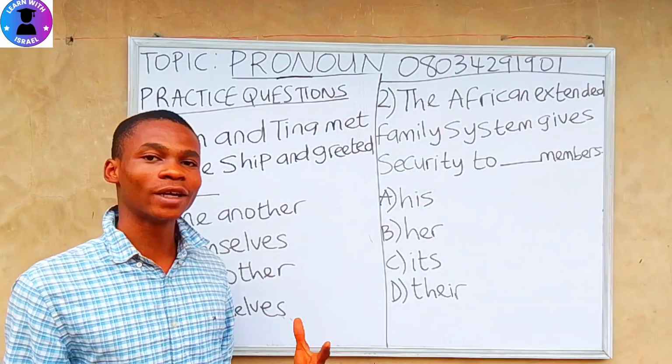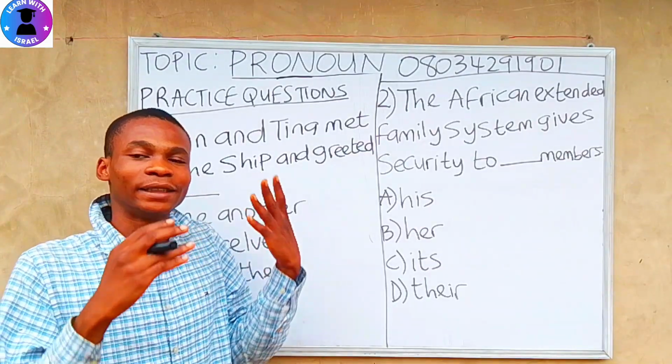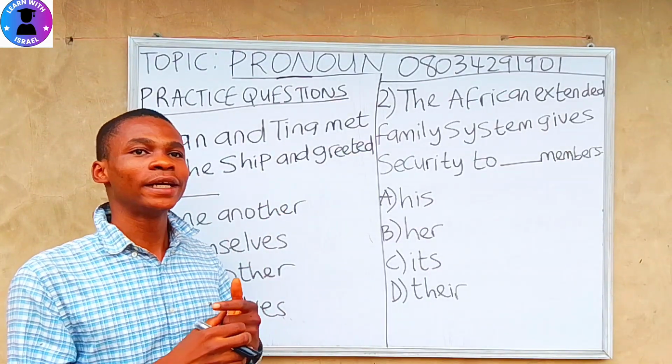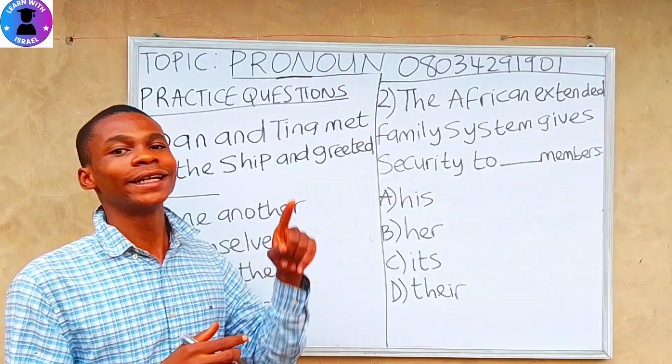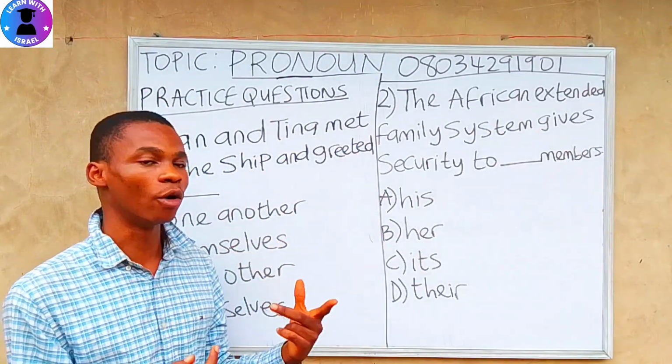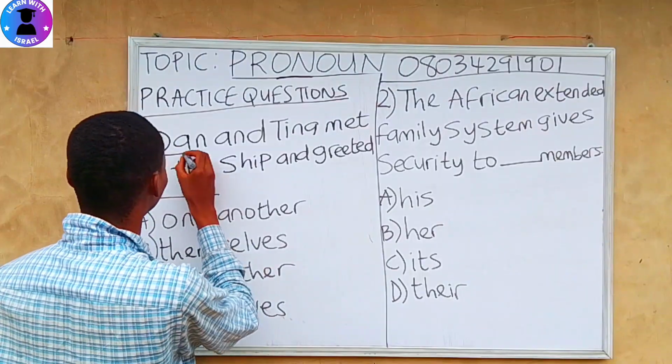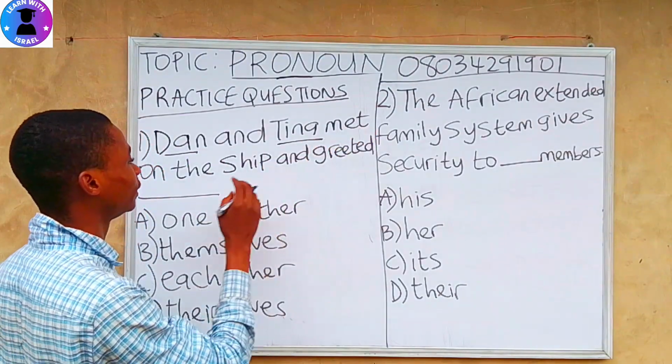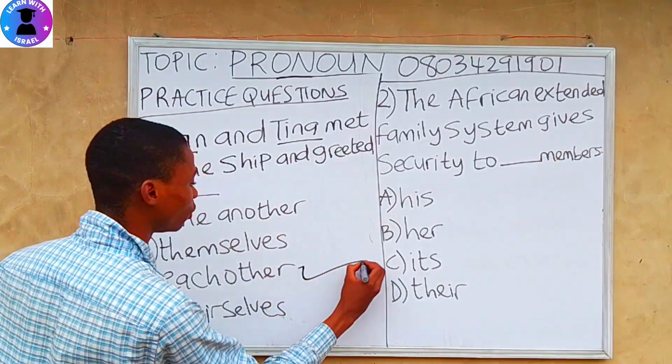When treating the types of pronoun, especially reciprocal pronoun, I mentioned each other and one another. Each other is used for two people and one another is used for three or more. As you can see, we have two people in the sentence. Dan and Tina met on the ship and greeted each other.